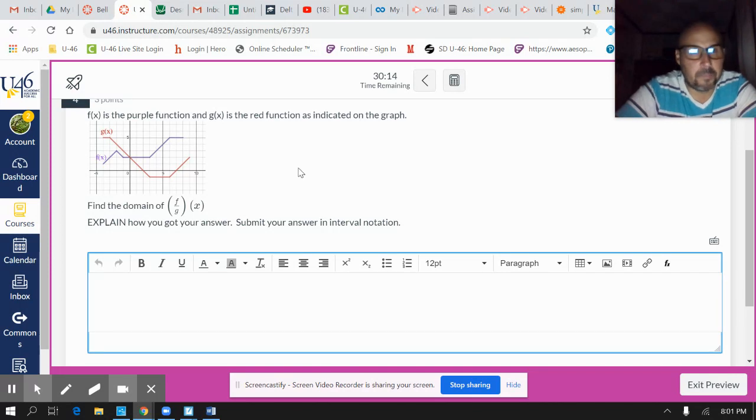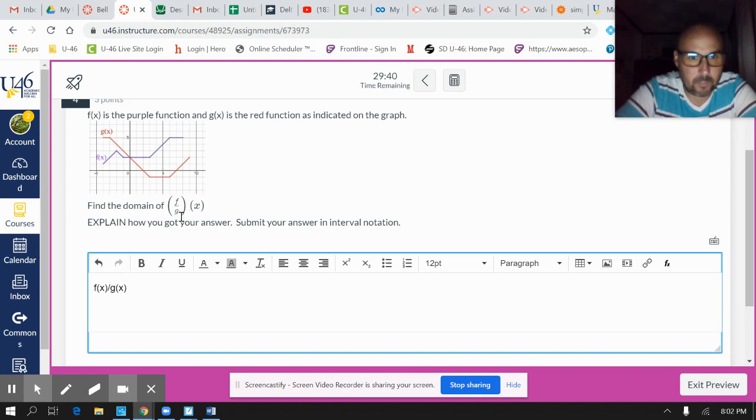I love this problem. What is the domain of f divided by g? And explain how you got your answer. Tell me the answer in interval notation. Okay, f divided by g of x is f of x divided by g of x. So you need x values that are acceptable to f and at the same time acceptable to g. That's task number 1.